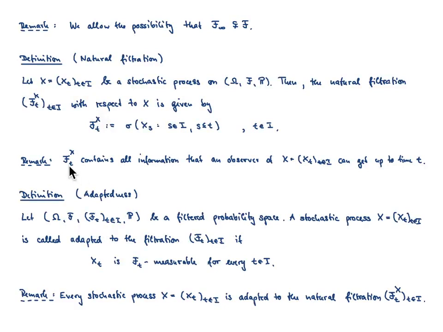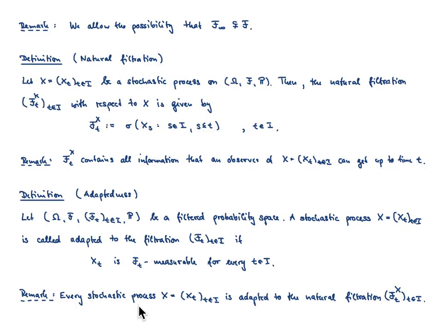And so now we have to find a link between the natural filtration and the filtration which is included in our filtered probability space. And that's the notion of adaptedness. So consider a filtered probability space. Moreover, consider a stochastic process, which I would like to denote again with X. And then this process X is called adapted to the filtration if the following holds, namely if X_t is F_t-measurable for every t in I. And here's a simple remark: every stochastic process is adapted to its natural filtration because by construction the process is measurable with respect to that filtration.